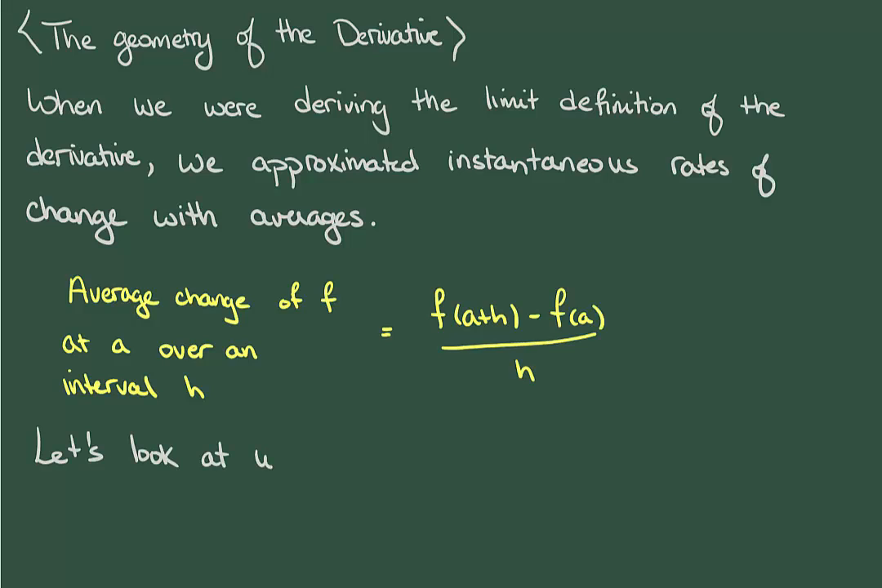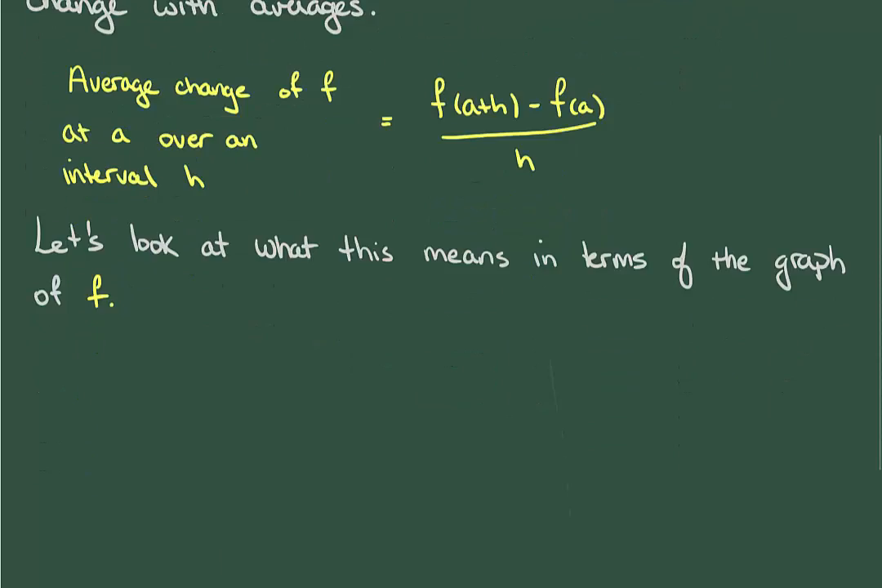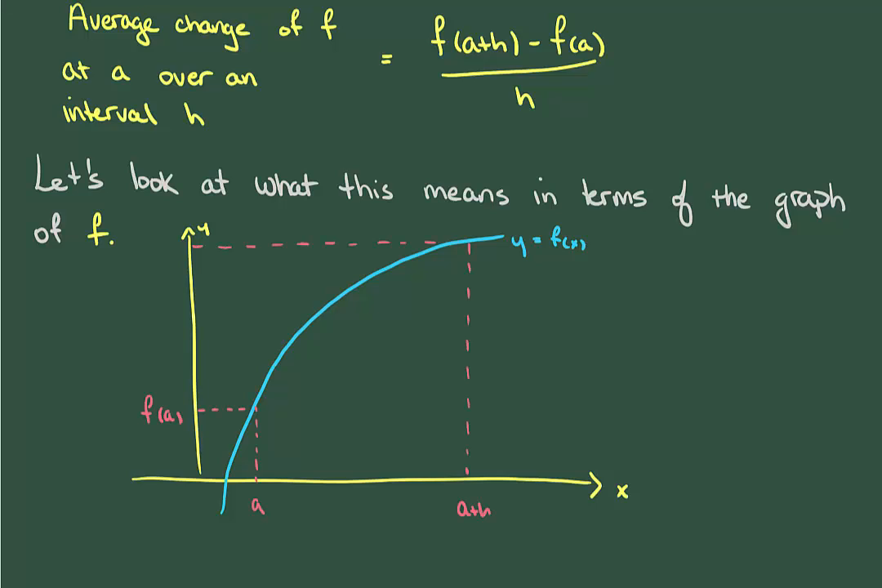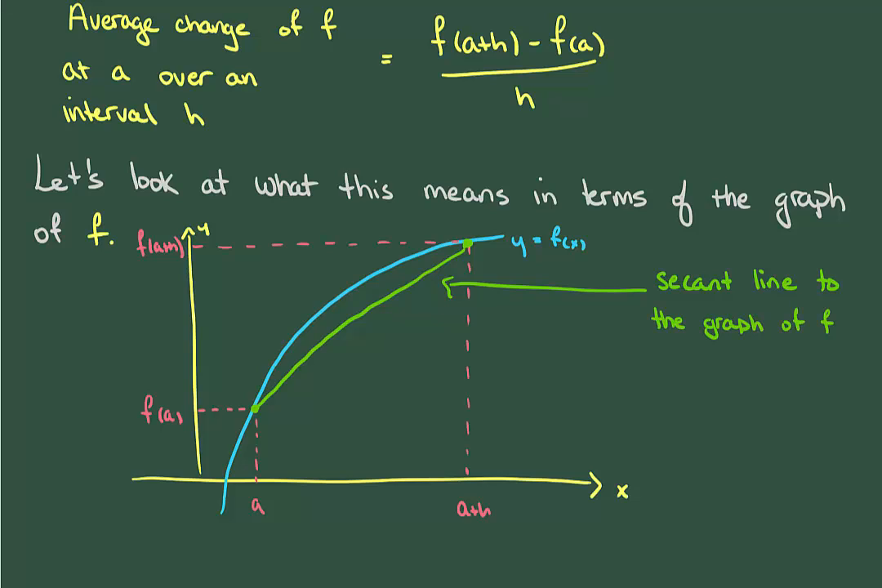Let me graph a generic function f, and let's see if we can make some sense of this formula. Here, I'm just going to draw a typical function and label the points on f at a and a plus h. Okay, let's draw a straight line between these points on the function. Such a line is called a secant line to the graph of f between a and a plus h.